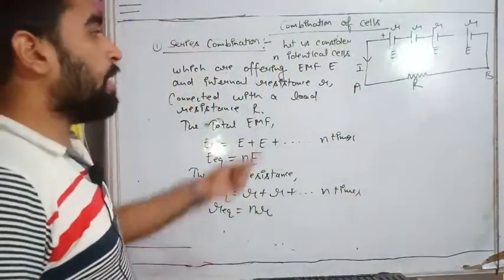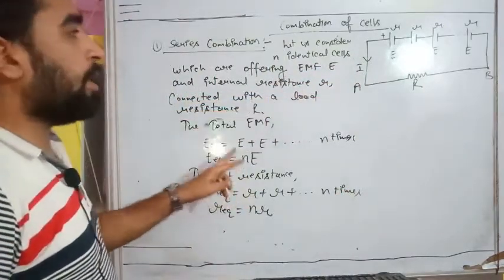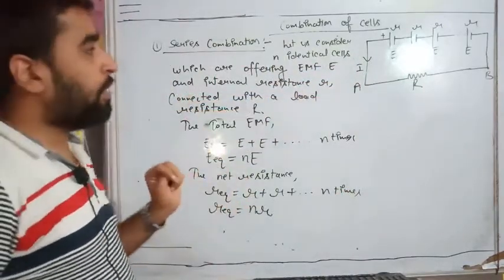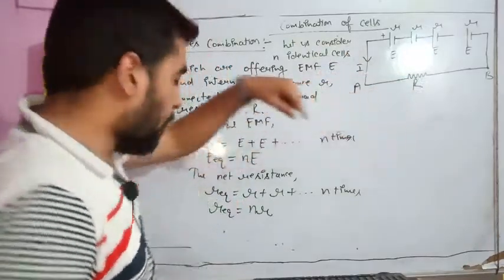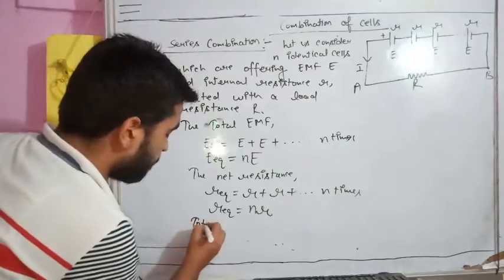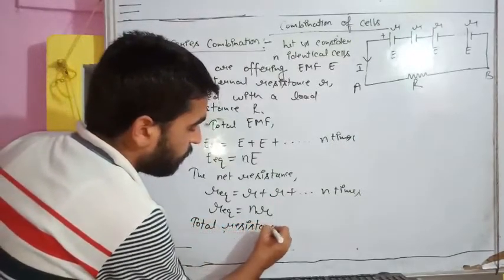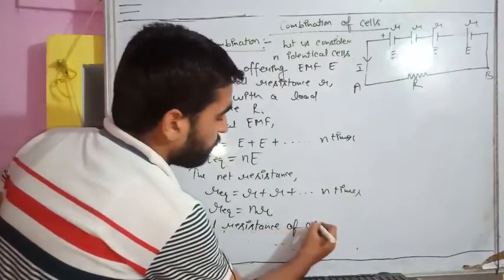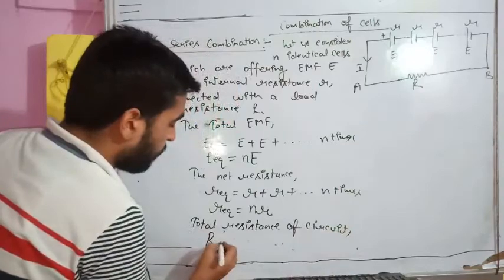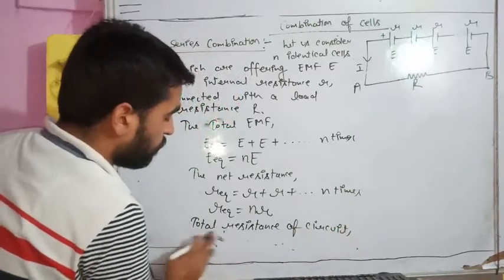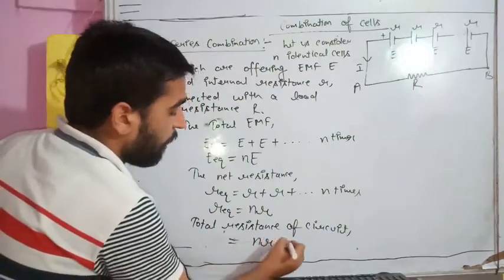So now students, NR is the net resistance, NE is the net EMF, and NR is in series combination with capital R. So the total resistance of the circuit will be how much? As you can see, the total resistance will be equal to the sum of NR plus R.